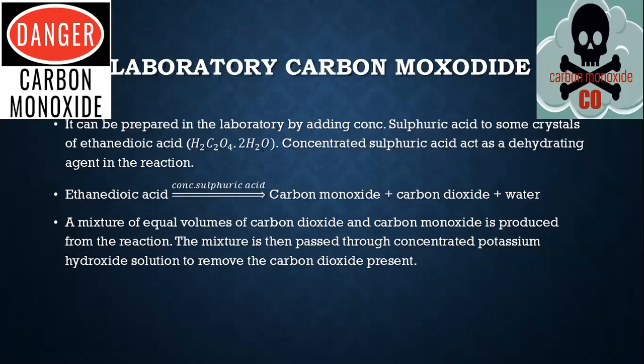Between the two, you only need carbon monoxide. So you need to get rid of carbon dioxide, and you can do that by simply passing the mixture of the gases over conc potassium hydroxide solution. When you do that, the potassium hydroxide solution will remove any trace of carbon dioxide that is present, and you are only left with carbon monoxide. So that's a simple way by which the preparation of carbon monoxide is done in the lab. Is this understood?